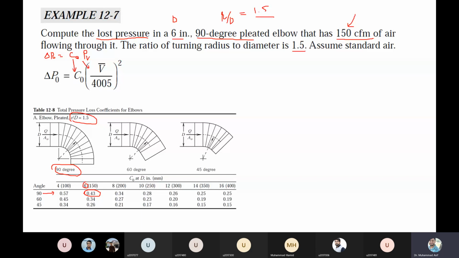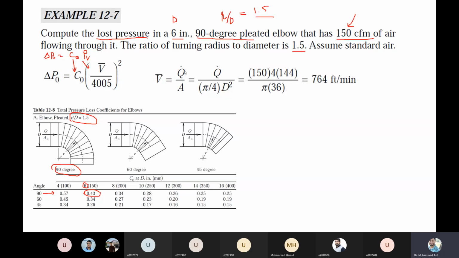So we can put in all of the values. What will be the average velocity? From the flow rate we can get the velocity as Q by A. Q is 150 cubic feet per minute, and the area is pi by 4 D squared, so we can have the velocity. Once we have the velocity, we can put the values in. Then C naught is 0.43 times the velocity pressure, and we can calculate the loss of pressure, delta P naught. This is the loss in pressure because of the 90-degree elbow.